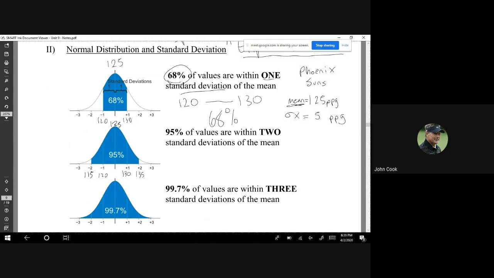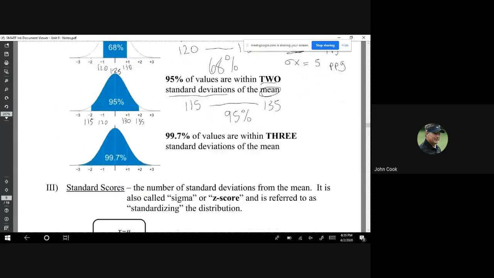All right, so within 2 standard deviations of the mean, in other words, that 125 points per game that we have, that means that if we go out to 2 standard deviations, in other words, 115 points to 135 points, then 95% of the games that the Suns played are between those 2 point values. That's how many points they scored, between 115 and 135 points.